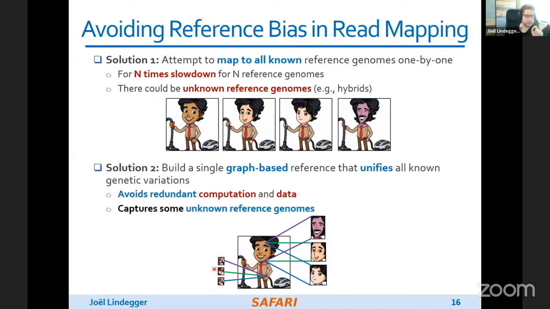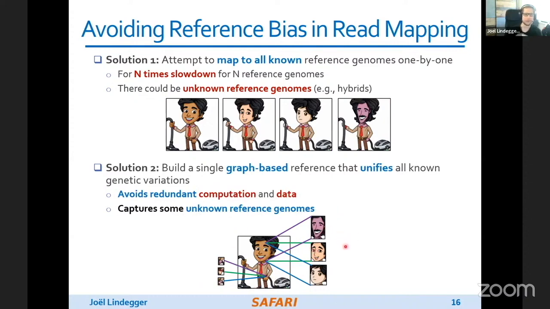But the key point here is that now we can not just capture the reference genome of this guy, for example, with purple hands and purple face, but you can see combinations. For example, we could have a purple face combined with these very light skin toned hands. So we're getting all combinations of possible reference genomes all of a sudden from all known variations. And this is much more comprehensive than just these 4 known reference genomes. And it's also much more efficient because all of the redundancy is gone.